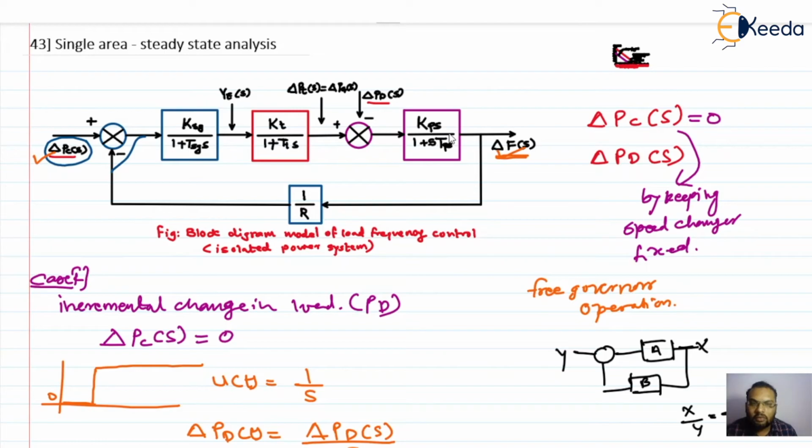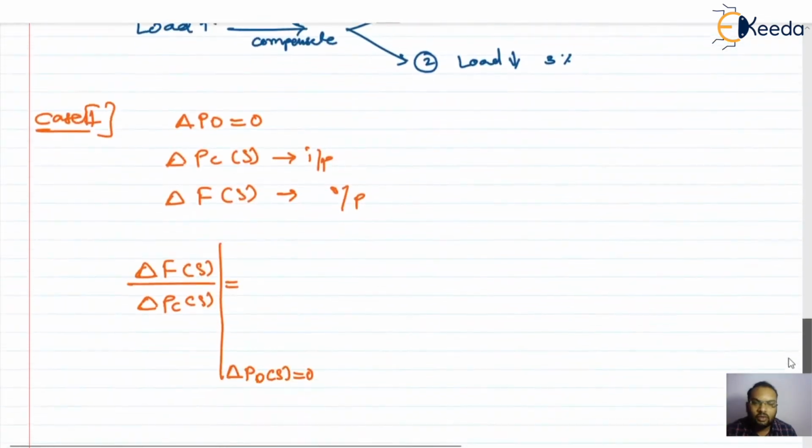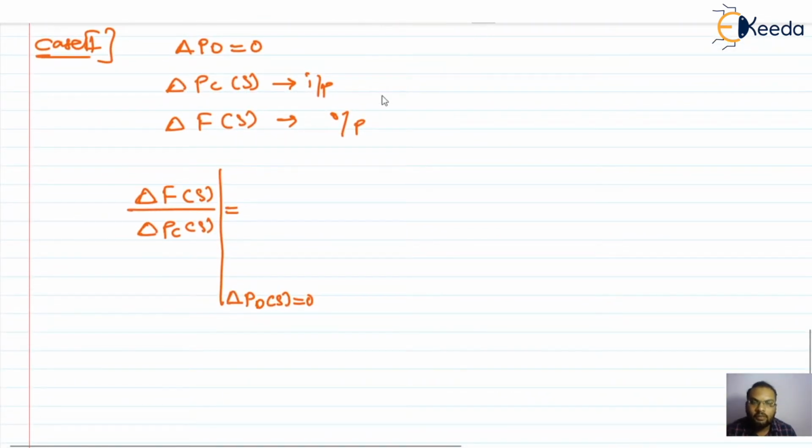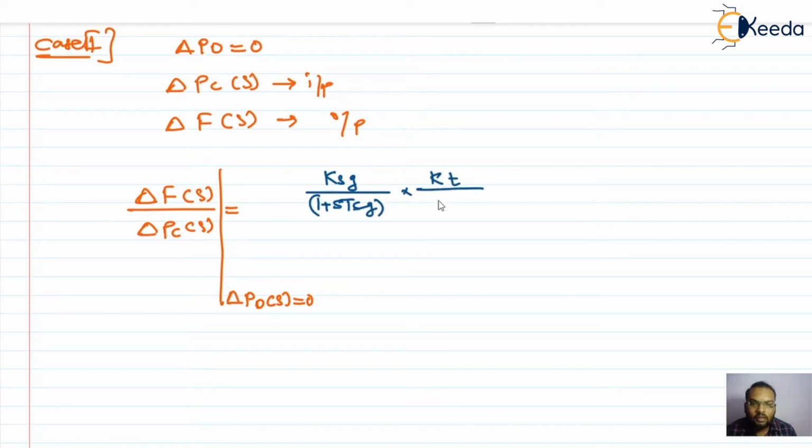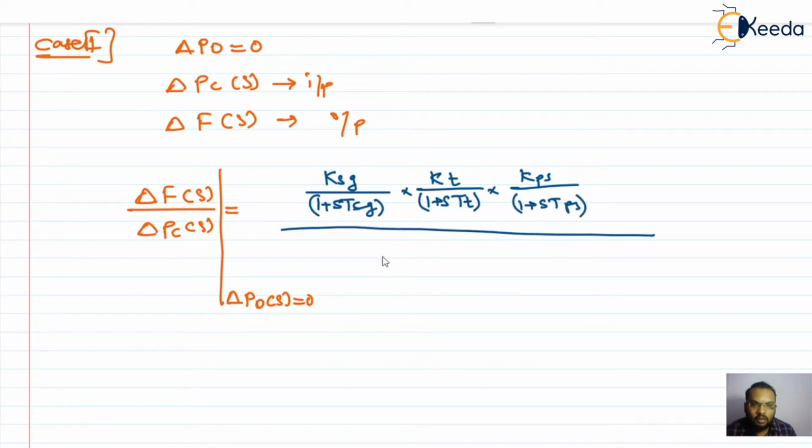So these three blocks will be acting as A, and only this R is acting as B. So A divided by 1 plus AB we have to write, to get the transfer function. So we write it this way: A divided by 1 plus AB. That A has gain KSG, that is the first block, divided by 1 plus S TSG. The second block is KT divided by 1 plus S TT, into KPS divided by 1 plus S TPS, that is the A block, divided by 1 plus, this whole block will come again and get multiplied with that R.